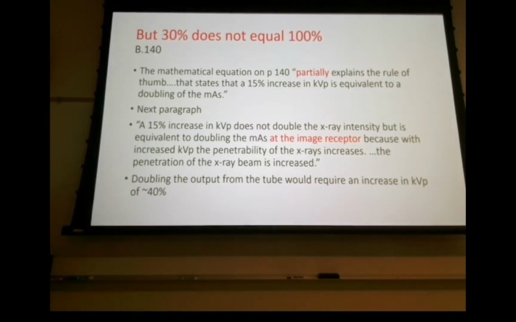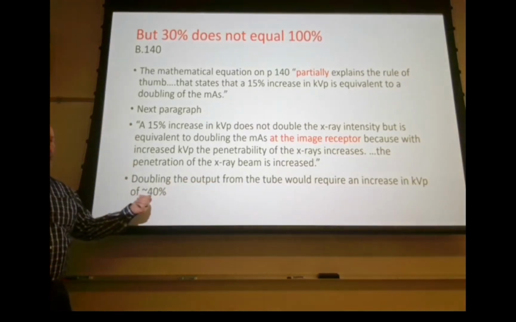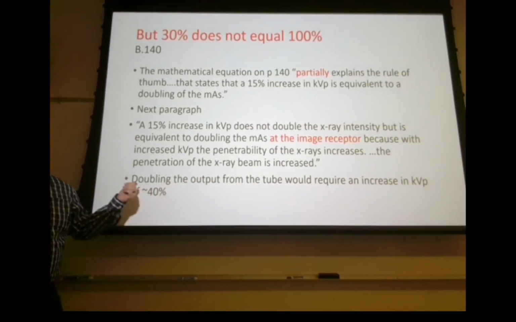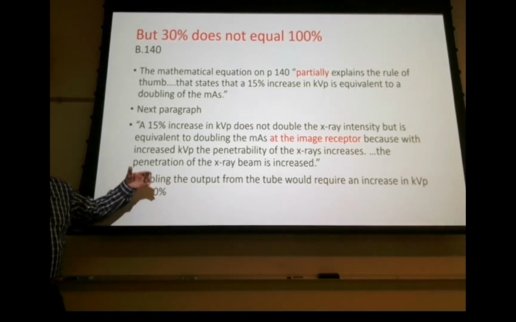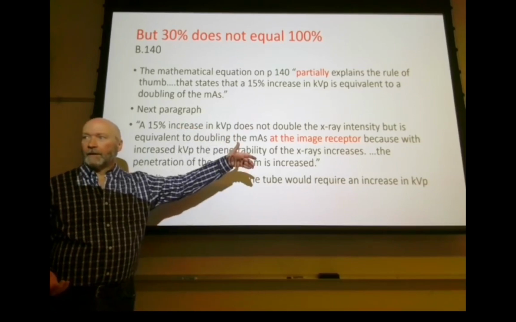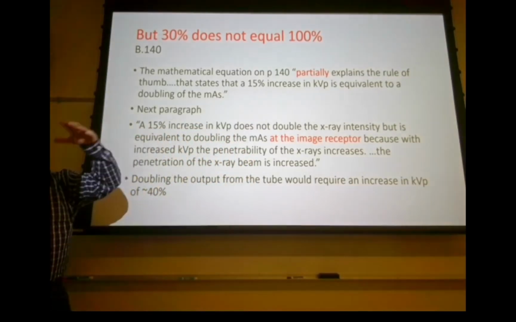Okay, all right. So what we would have to do in order to double the output from the X-ray tube is increase kVp, and it's not really 40%. I did the math this morning, and it was like 40.22% or something like that. We'd have to increase our kVp by a little over 40% to get an actual doubling of the exposure pre-patient.